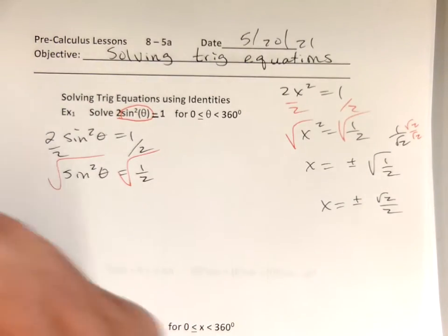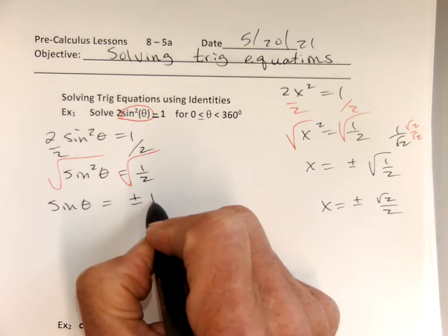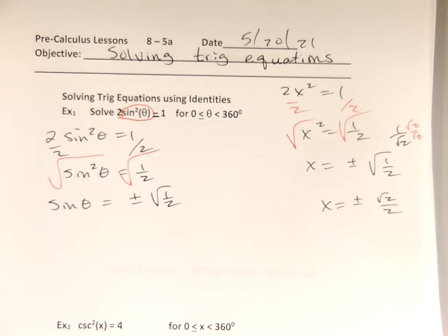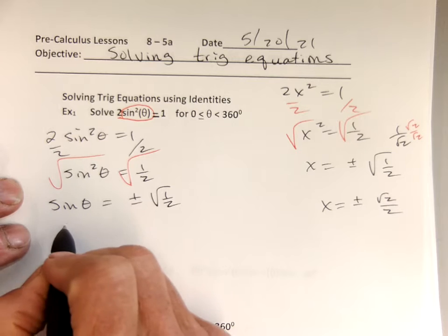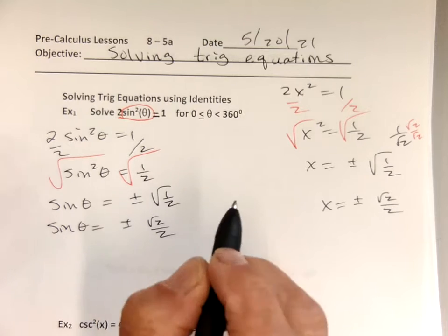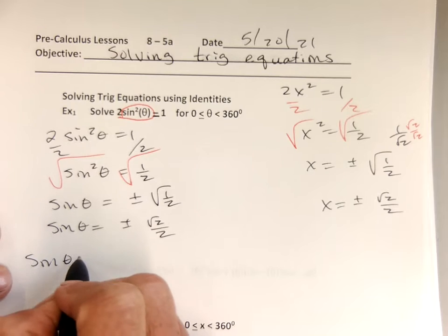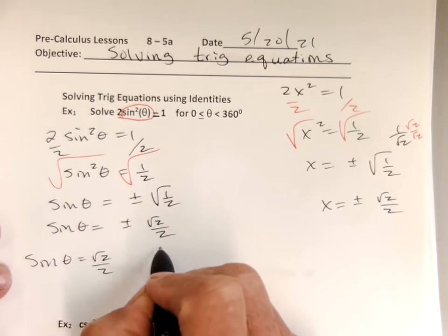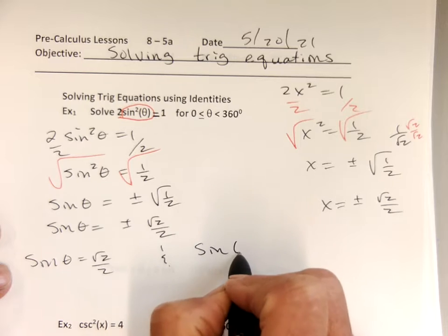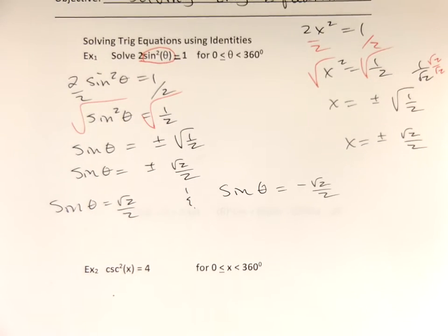Spencer said 2 answers. I totally agree. I've got sine of theta equals plus or minus the square root of 1/2. But if I rationalize that, I've got sine of theta equals plus or minus the square root of 2 over 2. Now, I think that answers on my unit circle. I really do. If I have a sine of theta equals the square root of 2 over 2 and a sine of theta equals negative square root of 2 over 2, plus or minus, right? Believe it or not, there's 4 answers. There are 4 answers. In fact, let's find them.